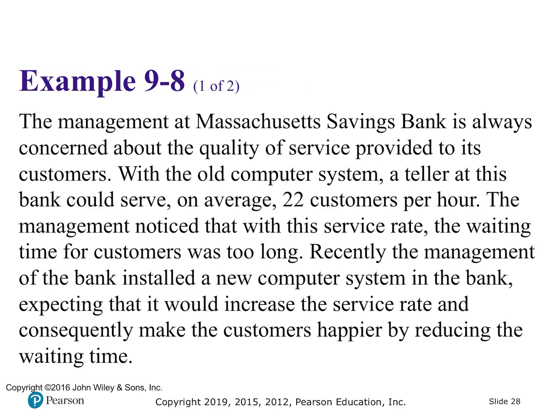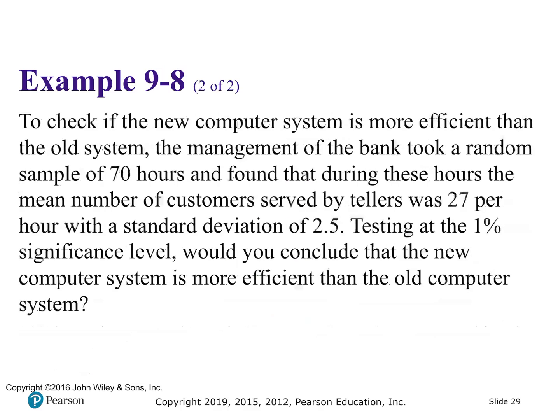With the old computer system, a teller at this bank could serve an average of 22 customers per hour. But the management noticed that with this service rate, the waiting time for customers was too long. Recently, the management of the bank installed a new computer system, expecting it would increase the service rate and make the customers happier by reducing the wait time. An inverse relationship: going a little faster, get through the line faster, maybe even keep the social distancing, which you're supposed to do.